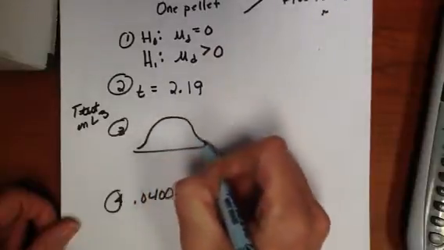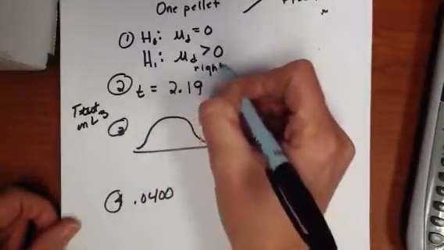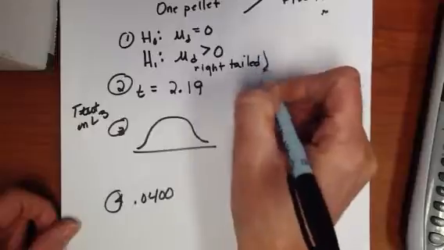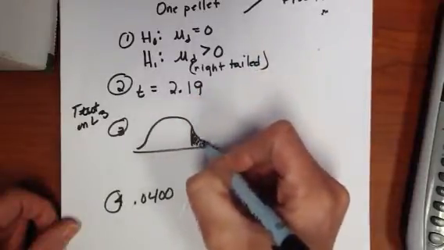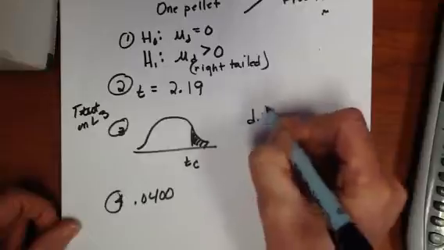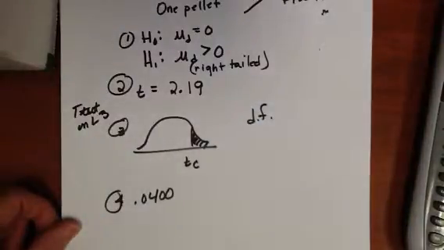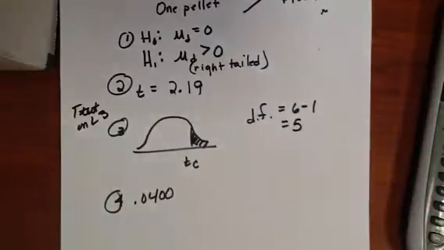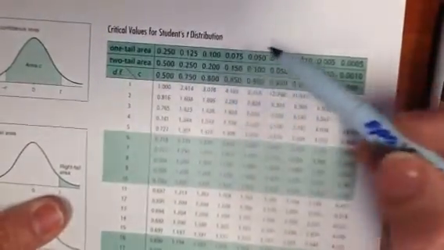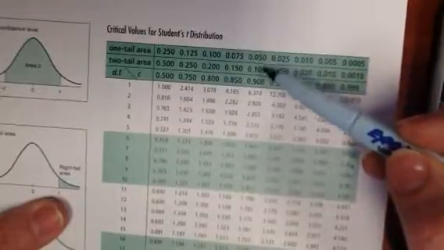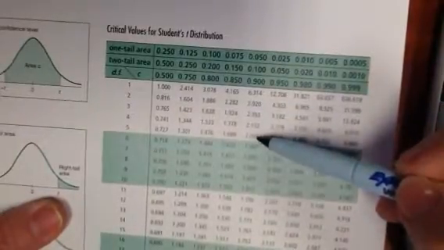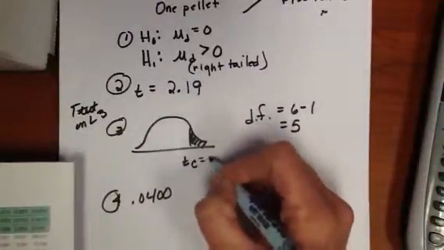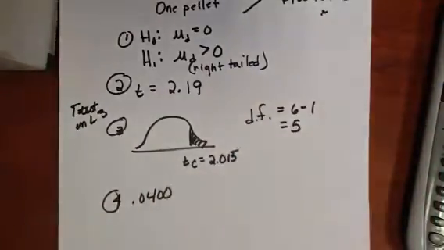Draw our critical region for step 3. This is a right-tailed test. Degrees of freedom is 6 minus 1. There were 6 groups, or 5. Go to my table. This time go to one-tailed test. Go over to 0.05. Down to 5. Looks like 2.015.